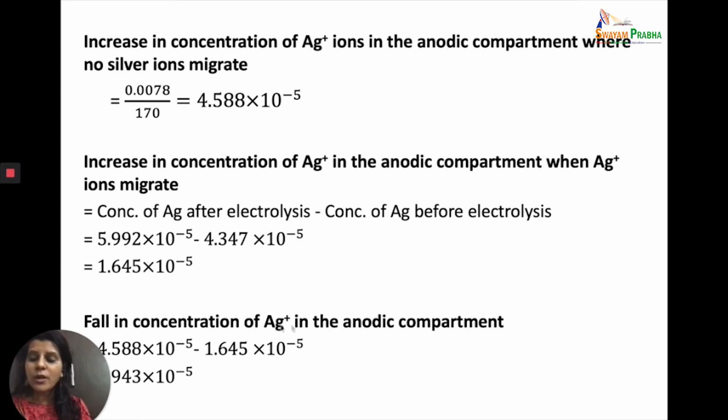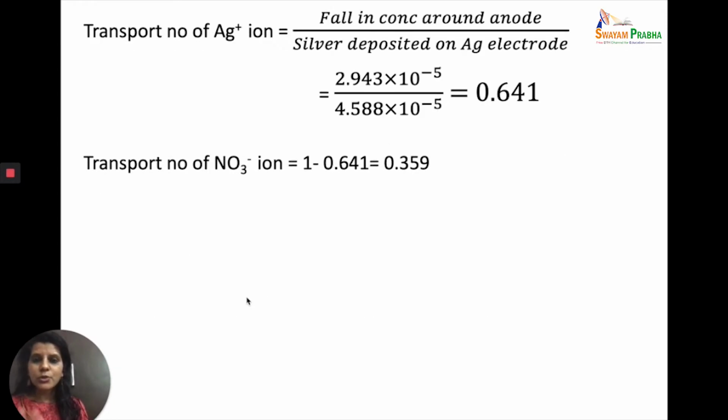But that means instead of this, you are getting this. So what is the fall in concentration of silver ions in the anodic compartment? You subtract 1.645 into 10 to the power minus 5 from 4.588 into 10 to the power minus 5. So you get the fall in concentration around the anode. You know the silver deposited on the silver electrode was this much. You divide and you get the transport number of silver ions as 0.641. What will be the transport number of nitrate ions? 1 minus 0.641, and that will give you the transport number of nitrate ions.